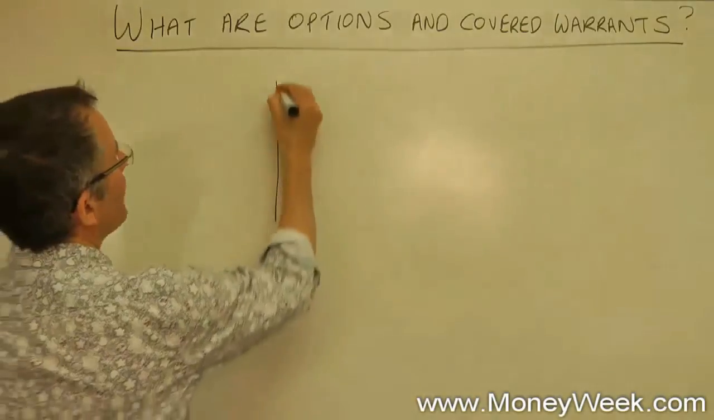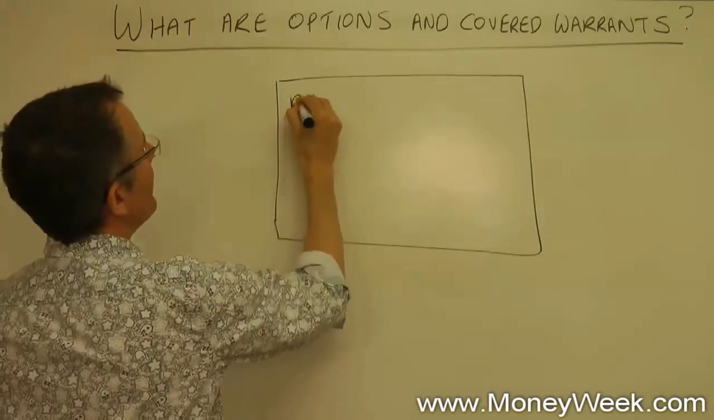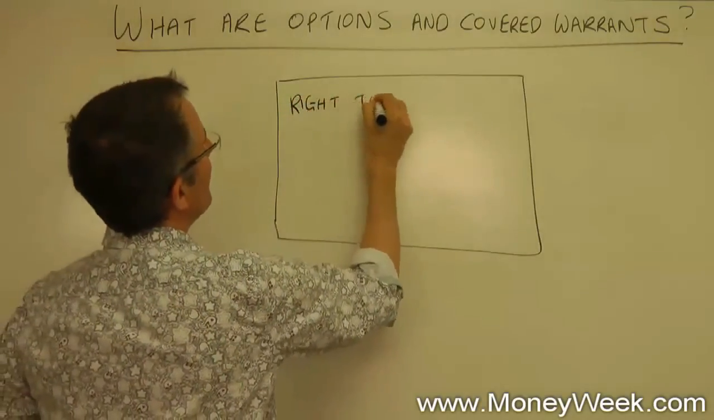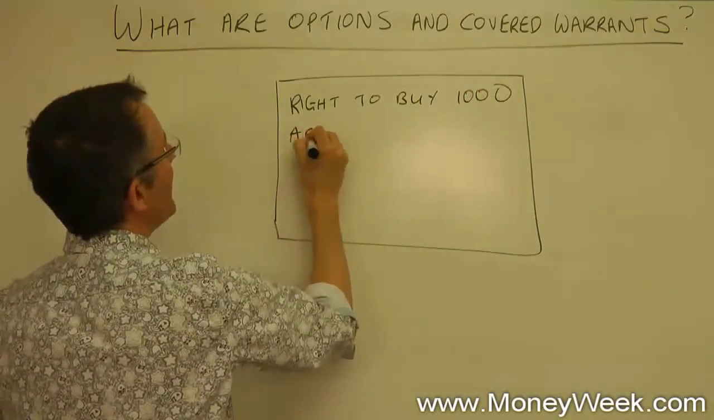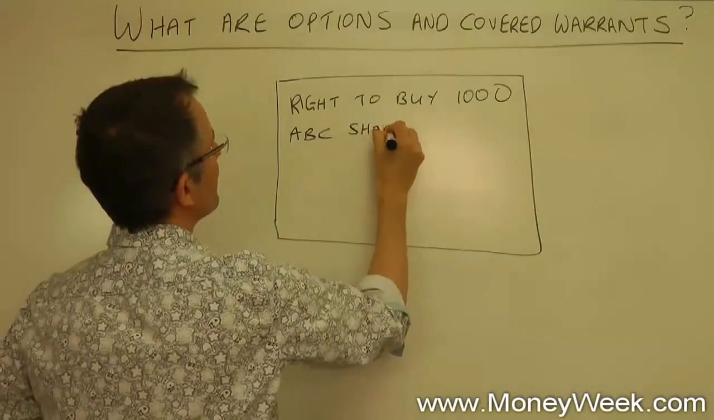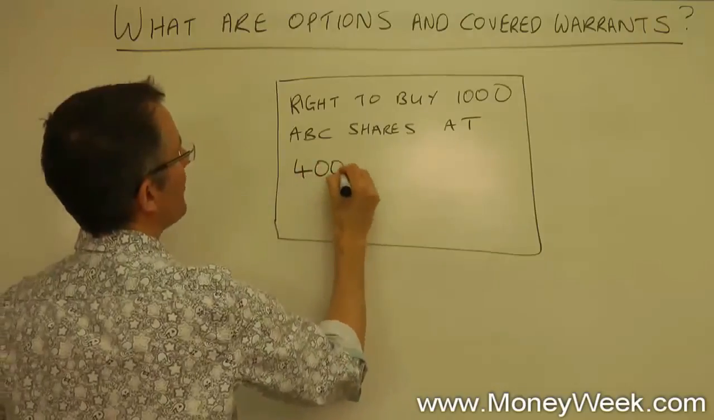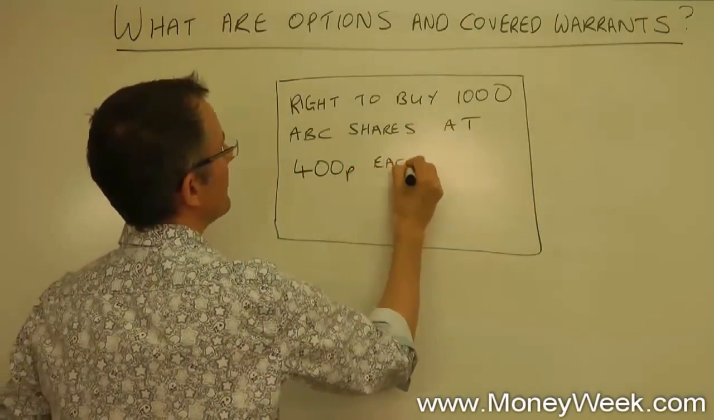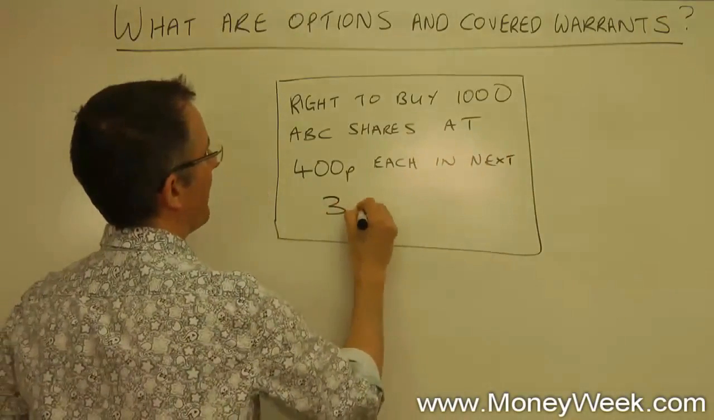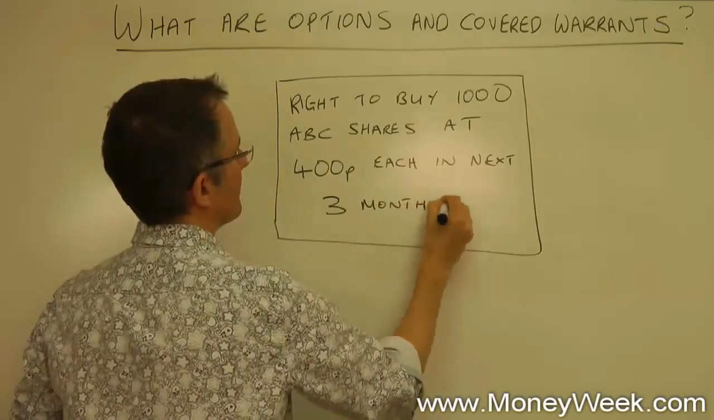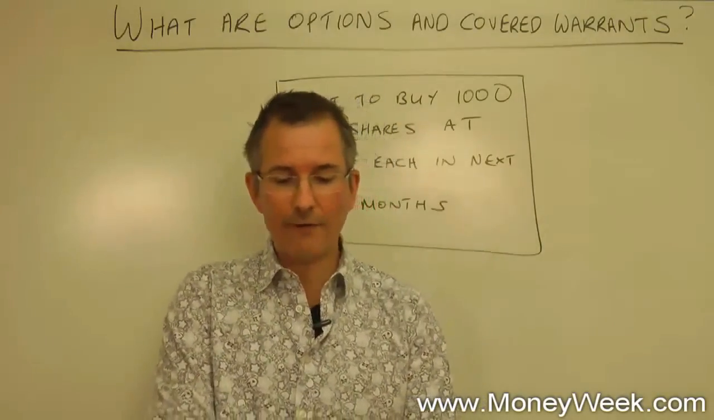Let's take a look at one. So if I was to write out an option on a piece of paper, what sort of language would it use? Well, it might say, this is the right to buy 1,000 ABC shares at £4, that's 400p each, any time in the next 3 months. So that could quite literally be a piece of paper.